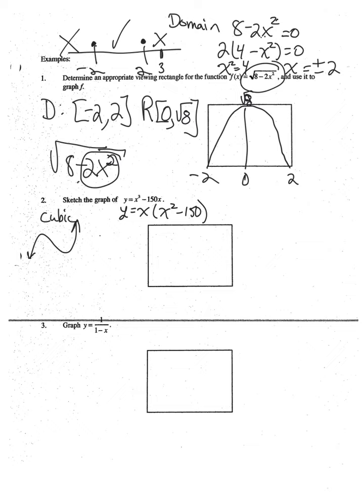Okay, so that allows me to see that I have zeros for that function when x is equal to 0 or plus or minus the square root of 150. So when I graph this, I need to see those 3 roots. Here's one of them at 0. Here's one of them at the positive root of 150. Here's the other one at the negative root of 150.